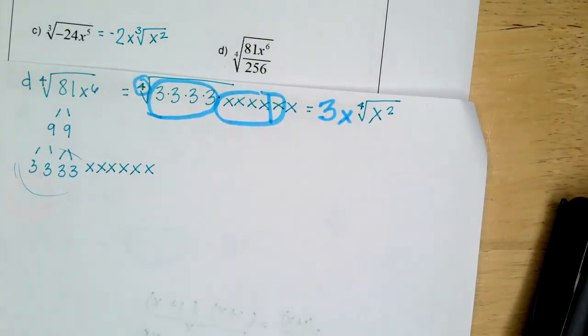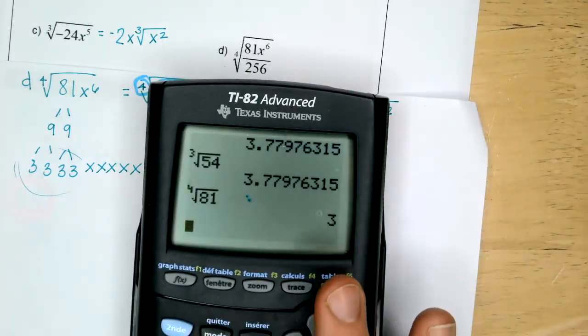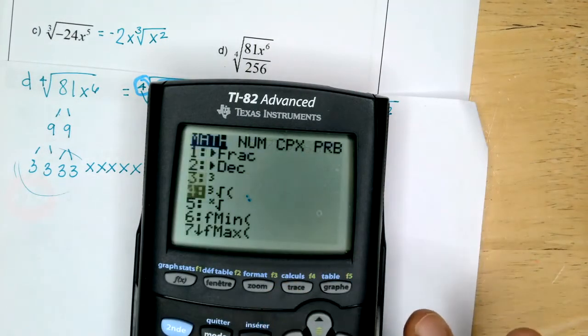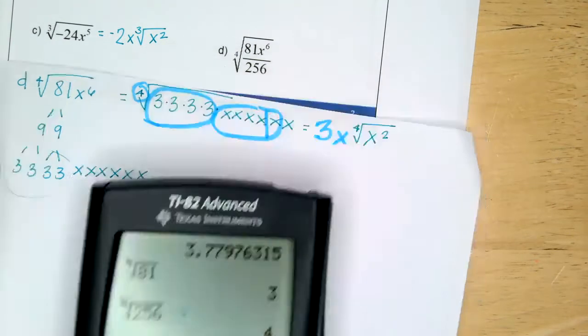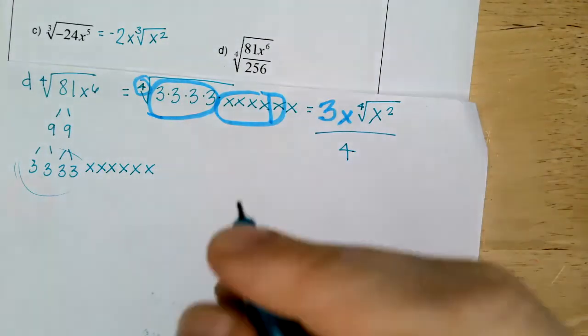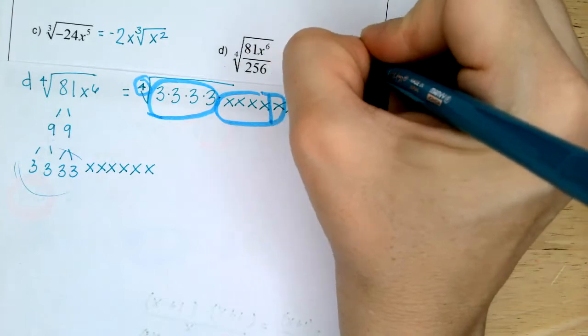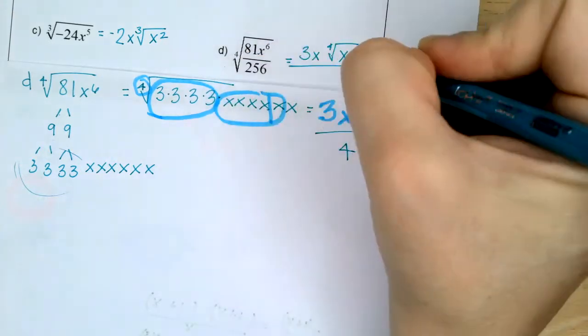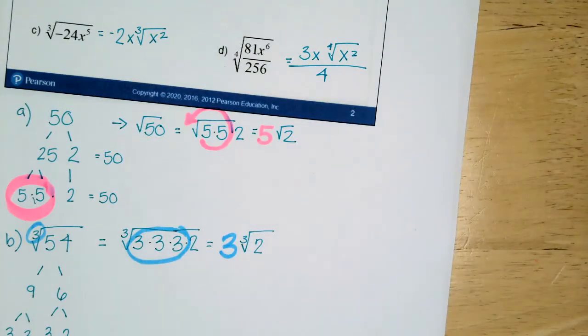Good. And then on the bottom, we have 256. Let's just see. The 4th root of 256 is 4. Good. 3x times the 4th root of x squared over 4. That's my final answer for D.